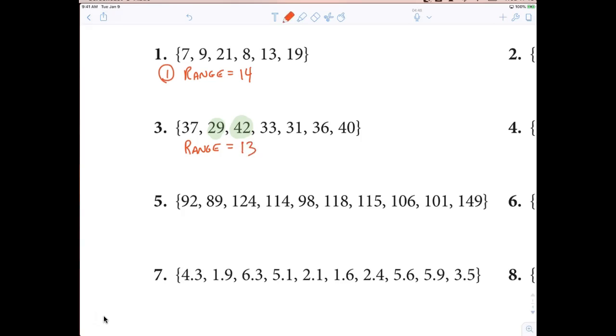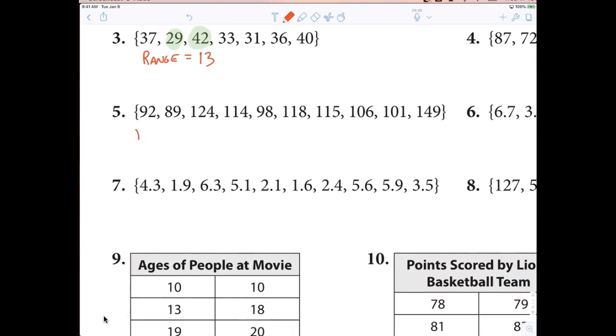Now I want to look at number 5. We're going to do the range for number 5. I'm just going to go down and do the odds. Somebody tell me what's the smallest number in this one? 89. And what's the largest? 149. Is everybody okay with that being 149?